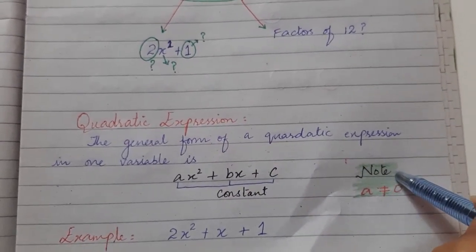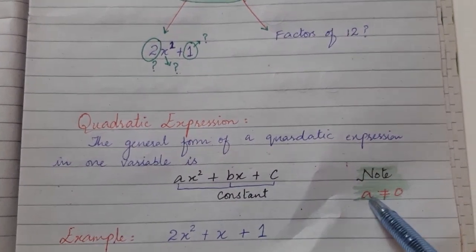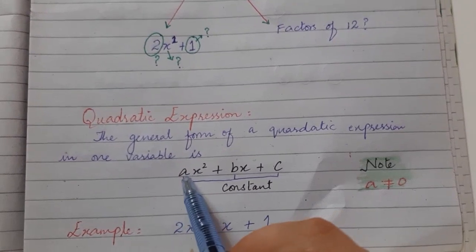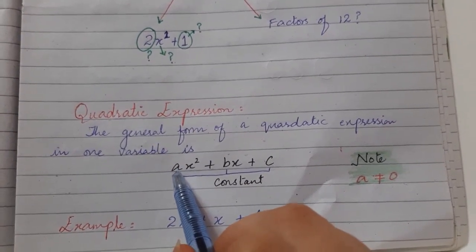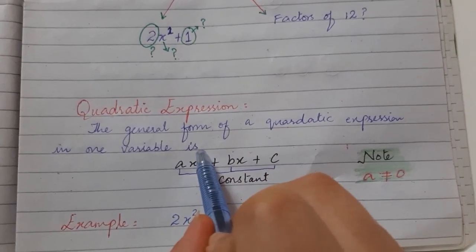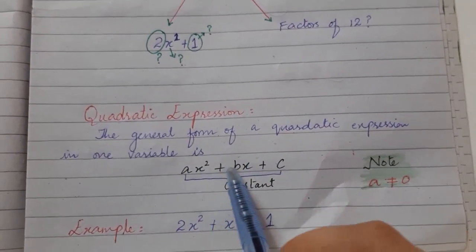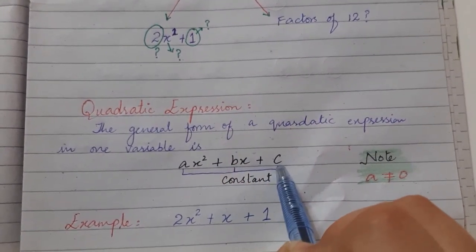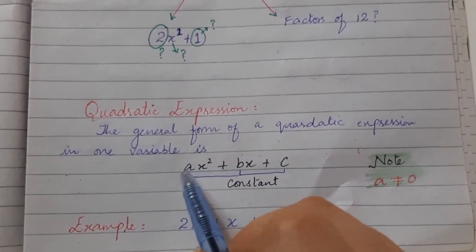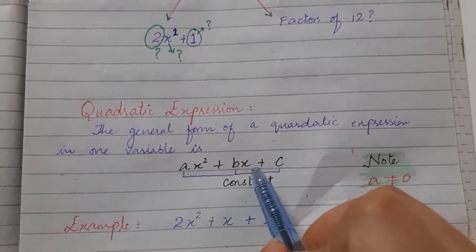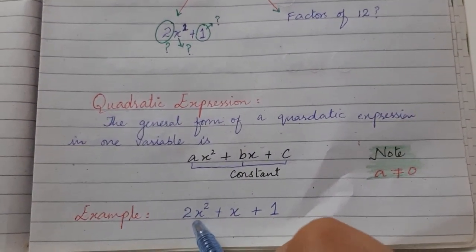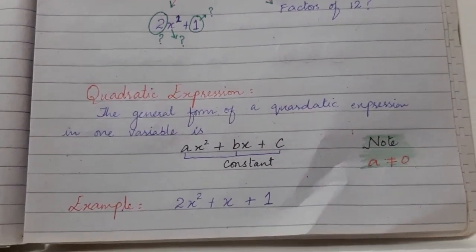Now here is a note for you. For this expression, a must not be equal to 0. This is because if we put a equal to 0, this term will become 0 and the expression will become a linear expression, because only the x term is left with us. When you remove the x square term, you will get a linear expression. An example of a quadratic expression is 2x square plus x plus 1.